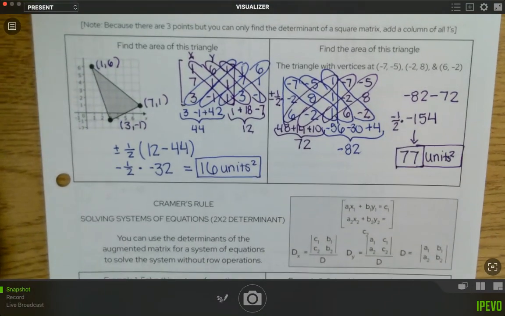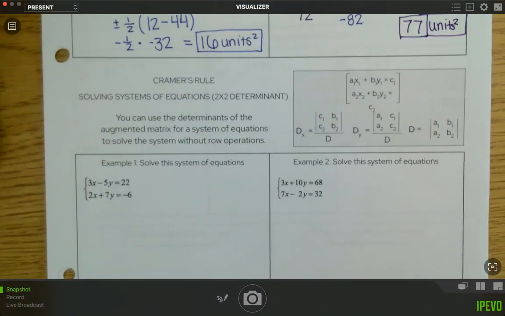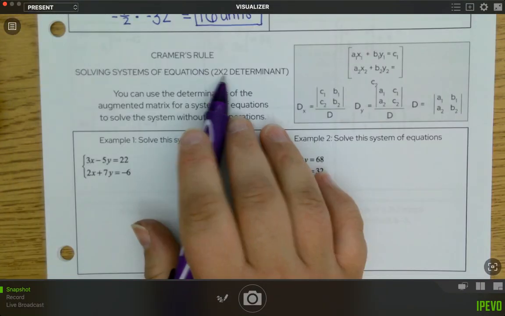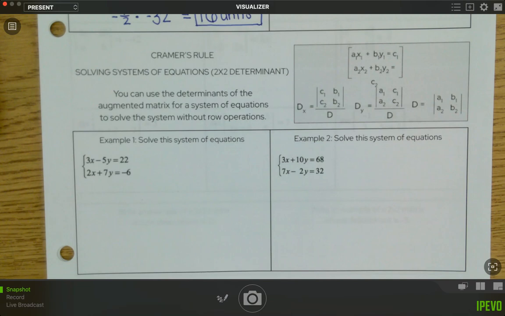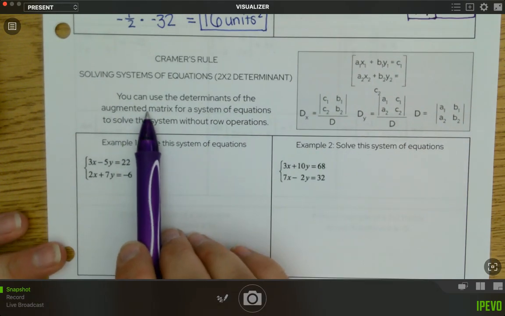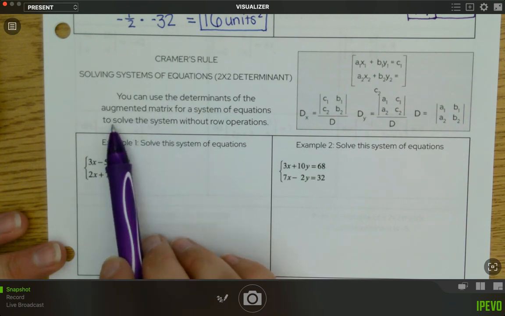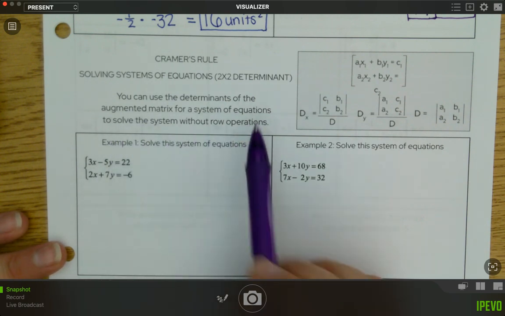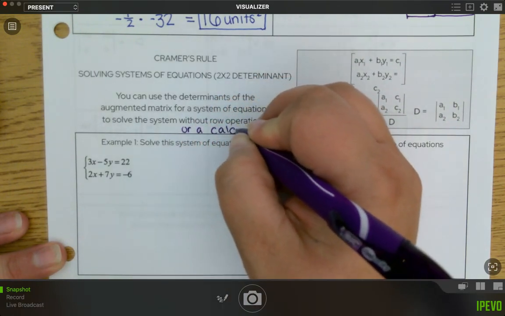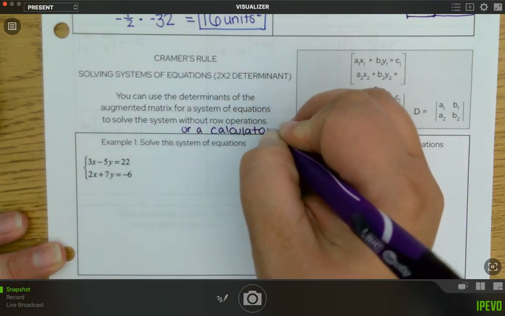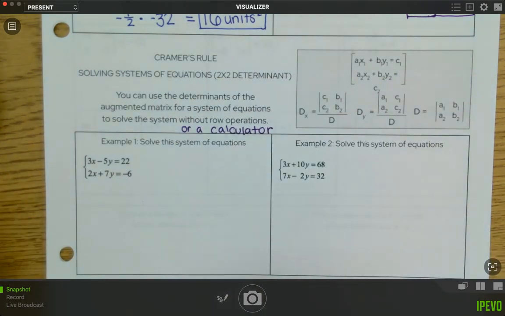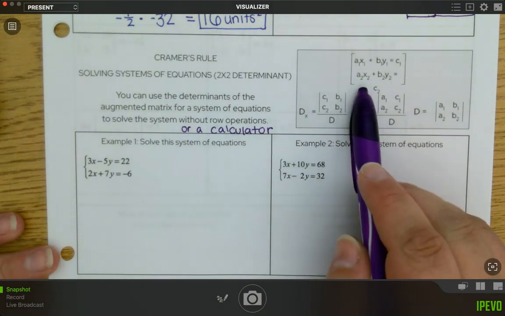Now let's talk about Cramer's rule. So Cramer's rule gets to use 2x2 determinants instead, which is nice because you don't have to do the extra columns with this one. Basically, you can use the determinants of the augmented matrix for a system of equations to solve the system without row operations or a calculator. And if you don't know what row operations are, that is A-okay.